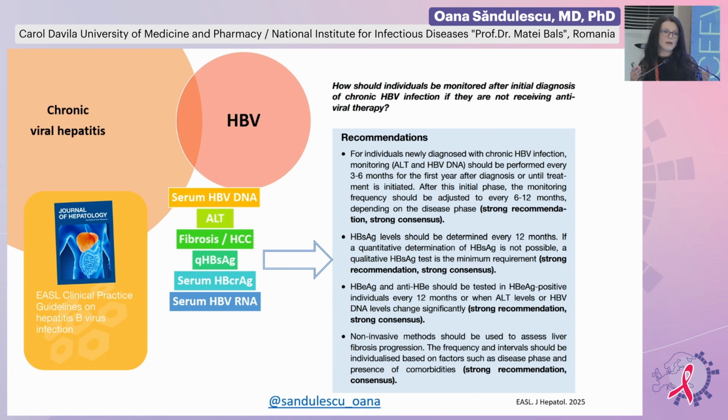And then if we had fibrosis when we started treatment, we want to see a slow regression of fibrosis to lower fibrosis stages. And very importantly, the EASL guidelines now recommend the routine use of the quantitative version of the HBs antigen, and we'll see why this is very important. And only where the quantitative antigen is not available, we can still revert to the qualitative one.